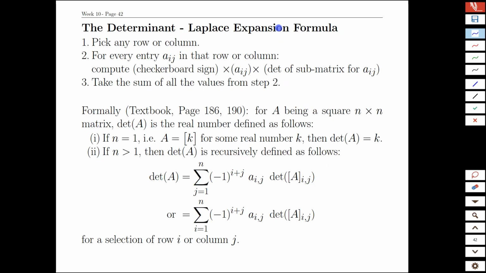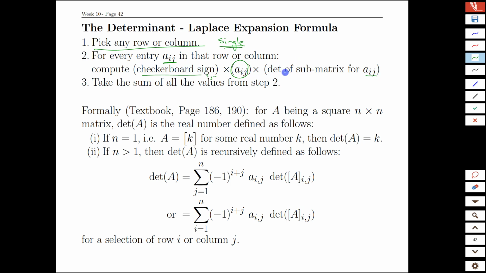How do we get a determinant using these building blocks, the checkerboard and these submatrices? Pick any row or column, and this is a single row or column. You don't have to do multiple passes. This is just one row or one column. In that row, in a 4 by 4 matrix, you'd have 4 elements. What you're going to do is compute the checkerboard sign, so plus or minus, plus or minus. You're going to take that and multiply it by what was in that element, and then multiply that by the determinant of the submatrix for that cell. At the end, you're going to take the sum of all these signs times this times the determinant.